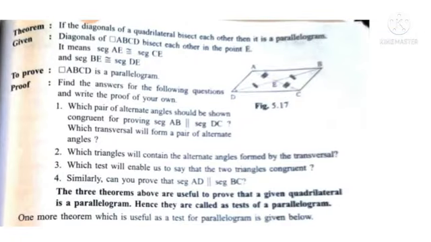Also, one more property is there about the quadrilateral. If the diagonals of a quadrilateral bisect each other, then it is a parallelogram.